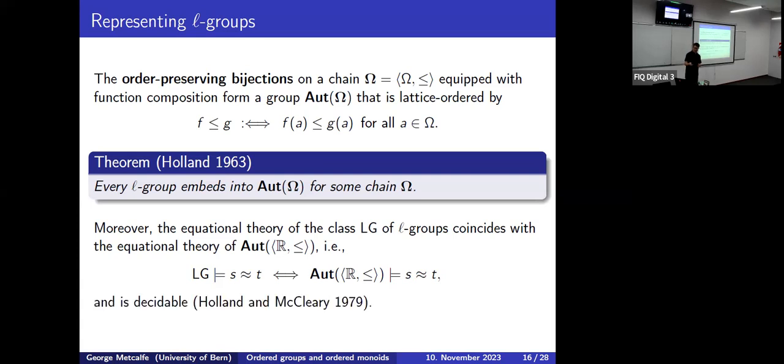And then in fact, using this, you can show that the equational theory of L groups is decidable. So this was done by Holland and McCleary in 1979. But shortly, I'm going to give an alternative proof, or at least sketch an alternative proof of this fact.